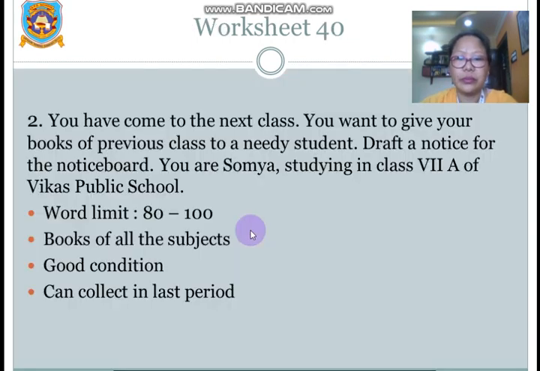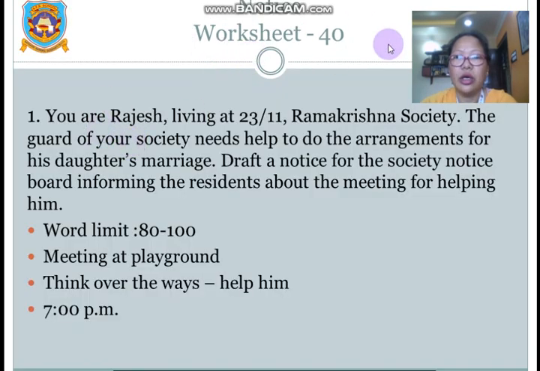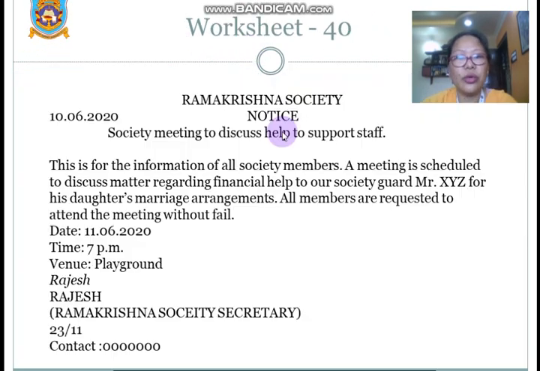Then this was worksheet 40 number 1. So you can copy this in your notebooks. If you want to make any change in the notice, please do so. Just remember the format. Stick to the format, and if you want to add any more details, remember the word limit is 80 to 100. You can keep in between the word limit. You can make any changes if you want to make in the notice.